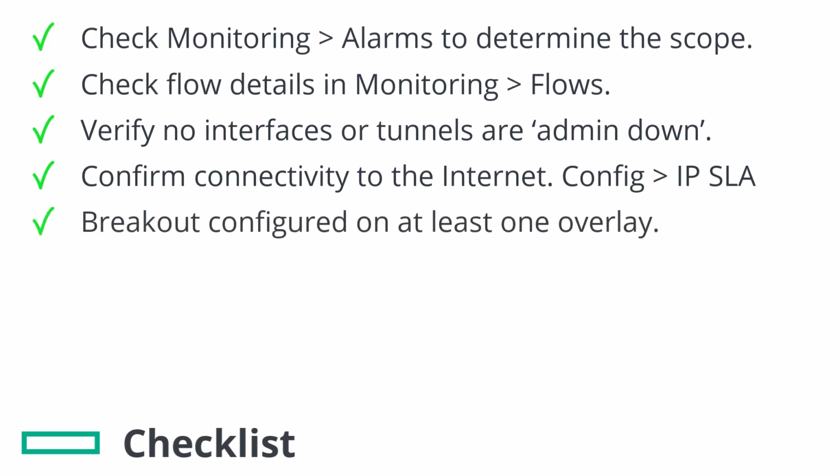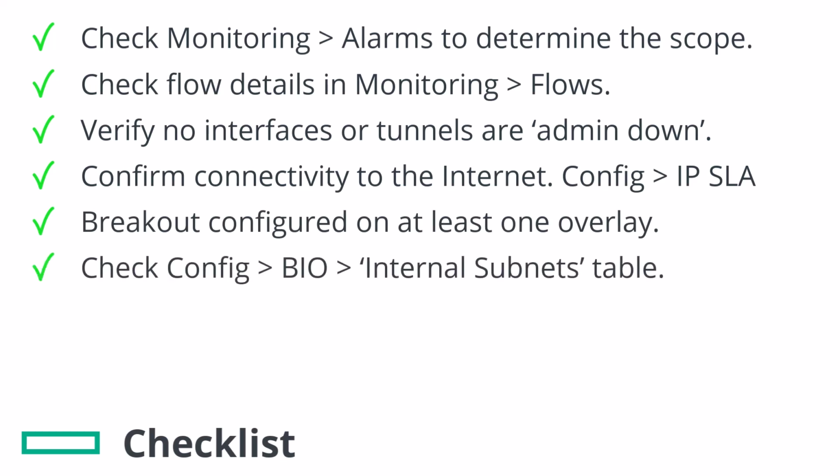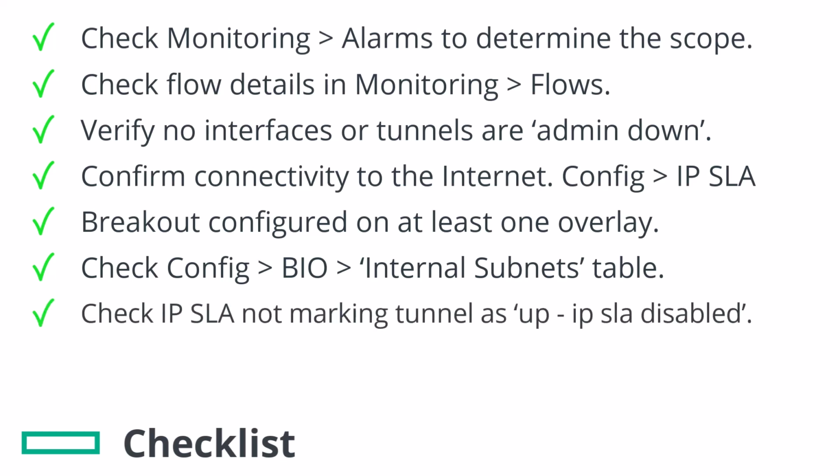Internet breakout has been configured on at least one overlay. The internal subnets table does not have the destination subnet present. IP SLA is not marking the pass-through tunnel as up, IP SLA disabled. Internet breakout pass-through flows should now be working. This concludes the troubleshooting process.